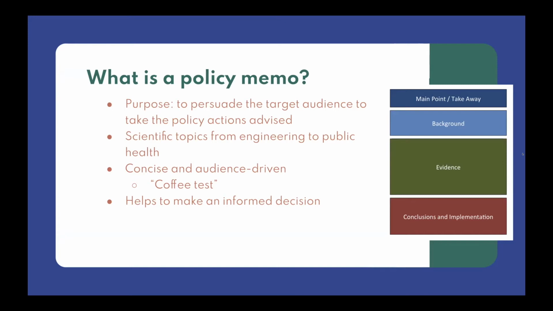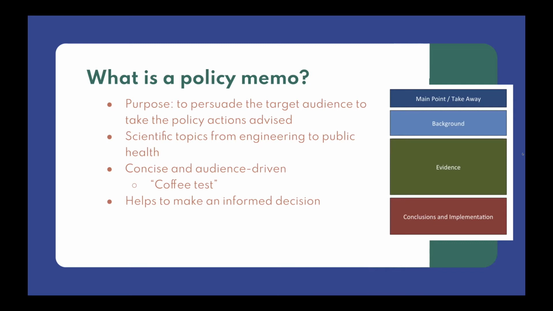And one way to test the conciseness is with the coffee test. The way to think about it is if somebody took your policy memo and was trying to understand the main points over a cup of coffee in the morning, by the time they finish their coffee, would they understand at least the gist of your policy memo? And then policy memos help to make an informed decision. What they really do is give all the information necessary to understand the problem and why the authors are leaning a certain way in advising a specific solution.